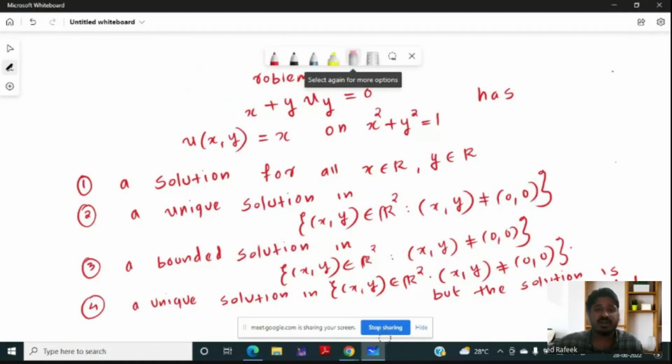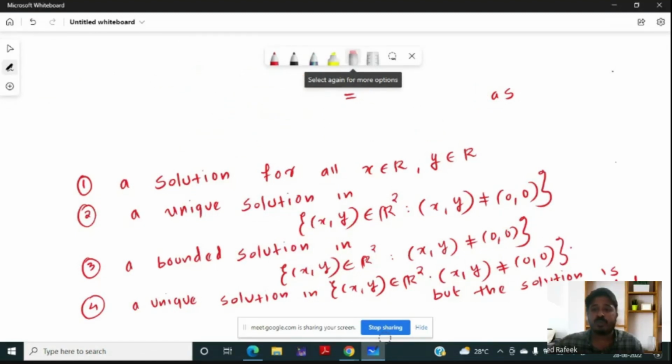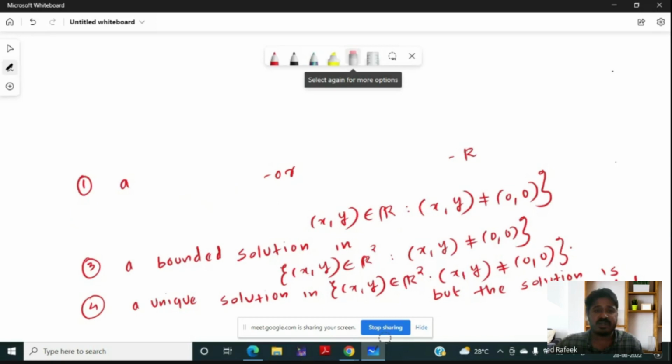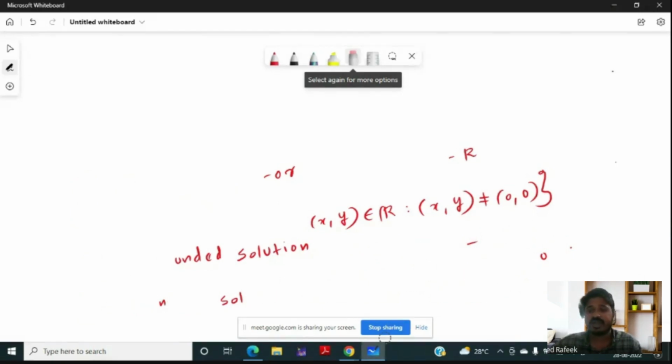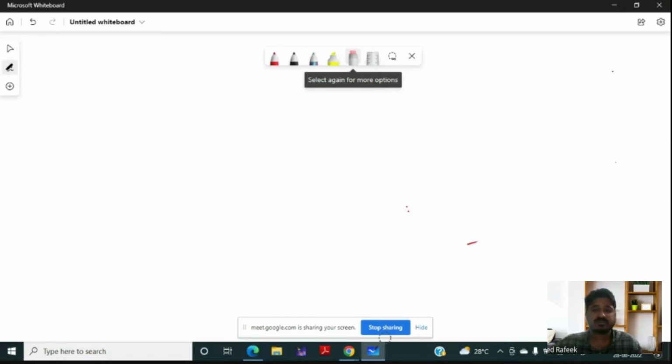Let us see what a Cauchy problem is. I will give you a little bit of theory behind this Cauchy problem, then we will solve this. Let us see the solution for that.